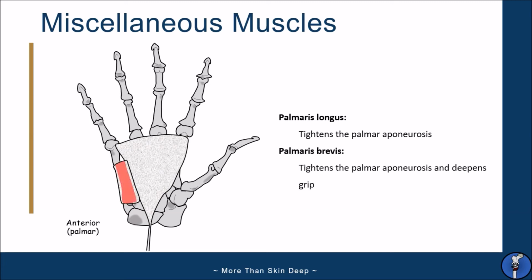Lastly, we have palmaris brevis, which overlies the hypothenar muscles. This small muscle originates from the palmar aponeurosis and flexor retinaculum and inserts into the medial palmar skin. This too seems to assist in grip.